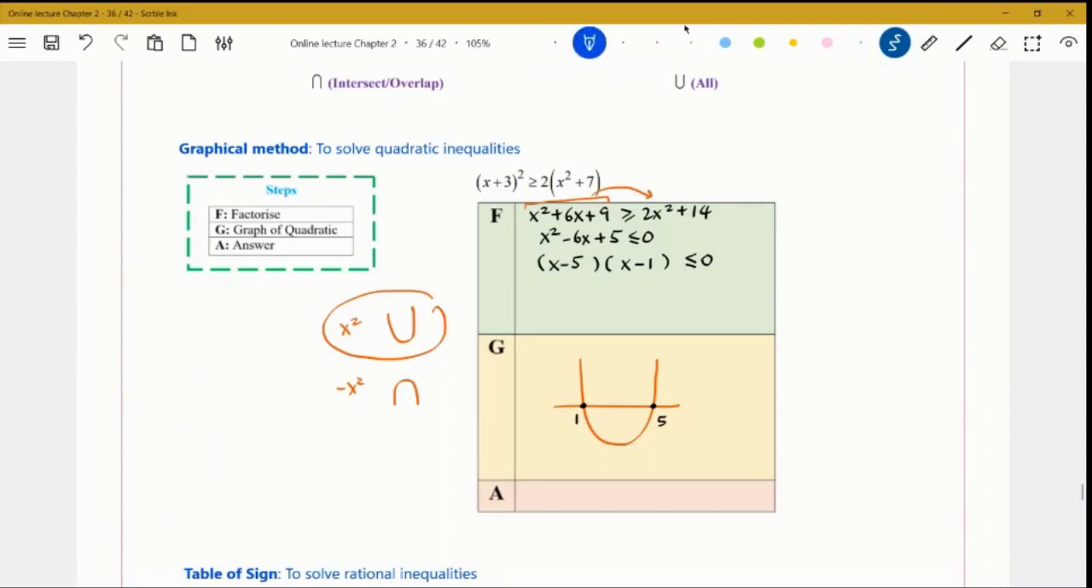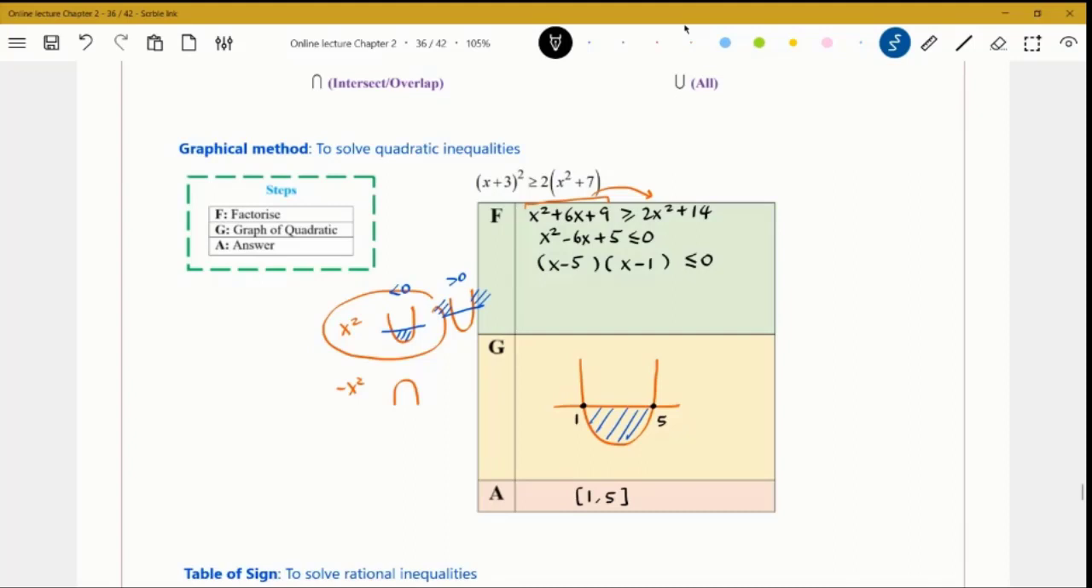So kalau yang ini kita tahu is less than 0, kita ambil bahagian bawah. Kalau kita nak more than 0, kita akan ambil bahagian atas. So we are taking the under part. So jawapan akhir kita adalah 1 to 5 in square bracket, square bracket.